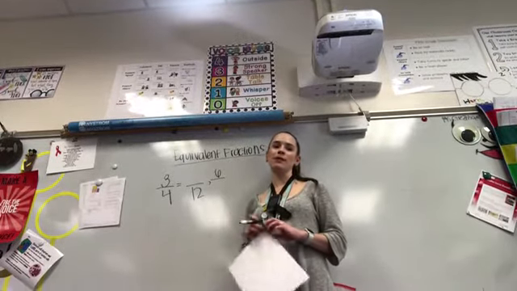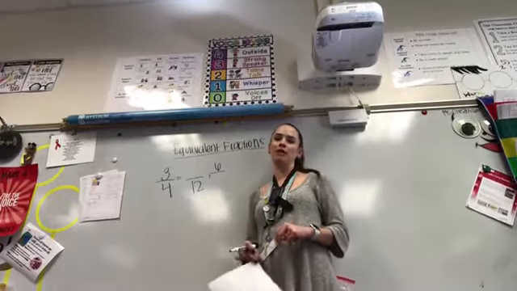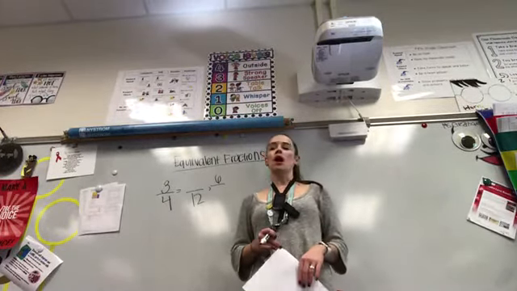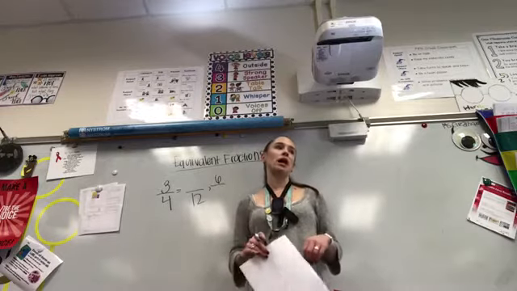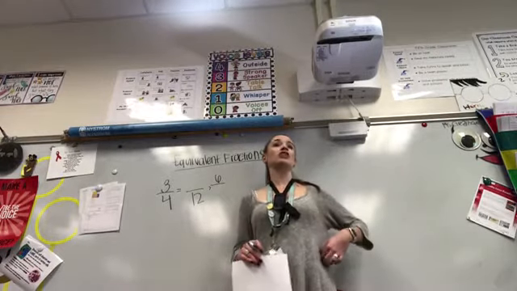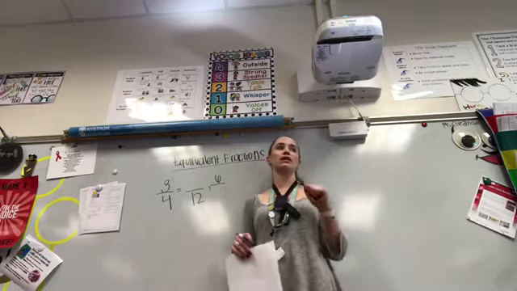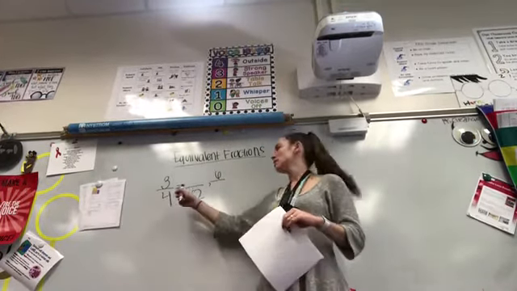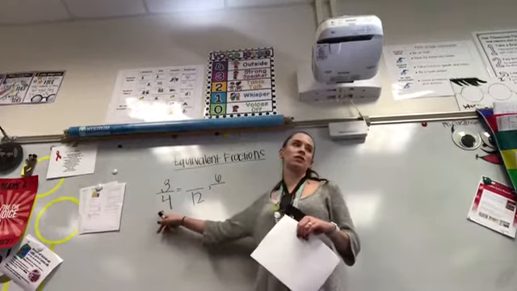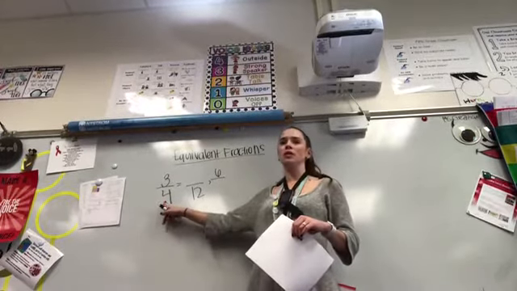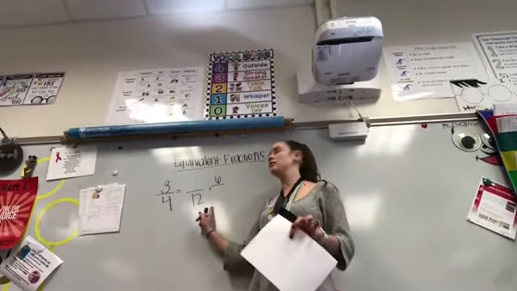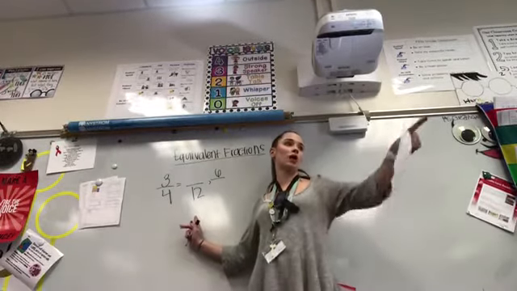Some people are solving them and some people are looking at the board thinking about what to do. So let's review what we need to do to find equivalent fractions. Equivalent fractions can only be done using multiplication or division. You can never do adding or subtracting to find equivalent fractions. So I need to look at my denominator first. What did you do to make an equivalent fraction with a denominator that used to be 4 and now it's 12? How did you go from 4 to 12?